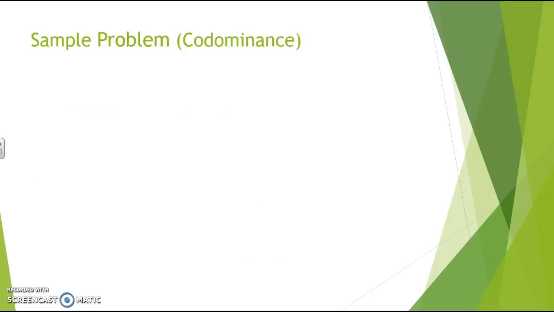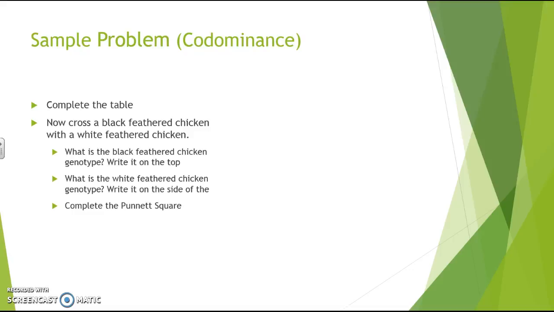All right, and then the sample problem for codominance. So cross a black feathered chicken with a white feathered chicken. So put your black feathered chicken genotype on the top of the Punnett square. Put the white feathered chicken genotype on the side of the Punnett square and complete the Punnett square. Okay. So what did you get? How many are black? How many are white? How many are black and white?